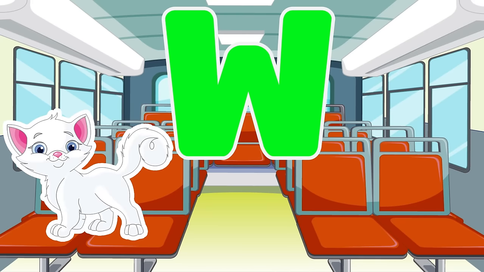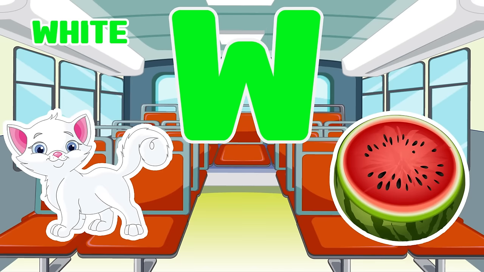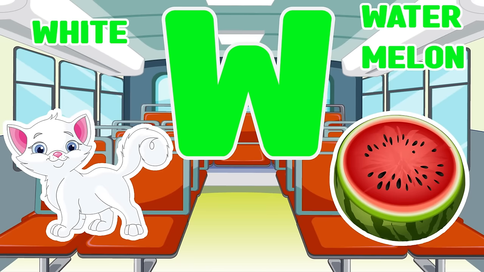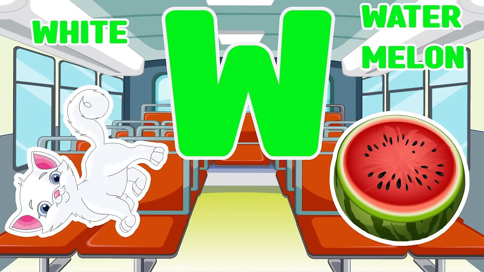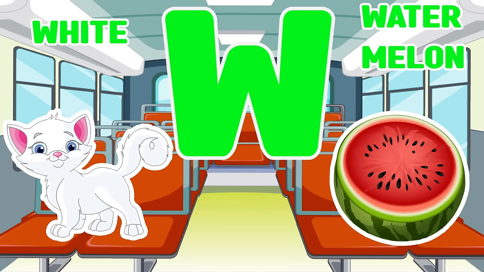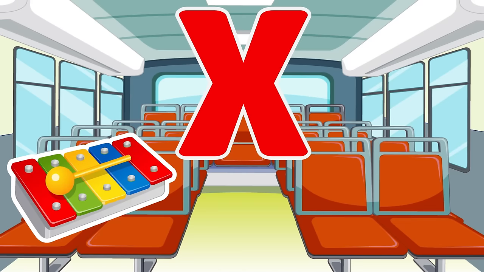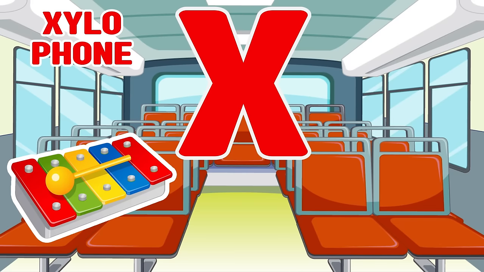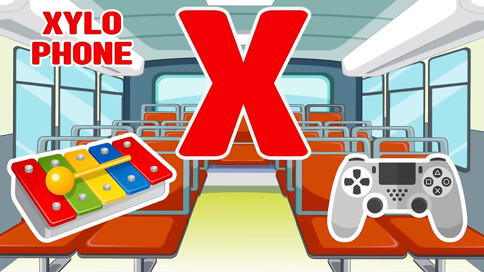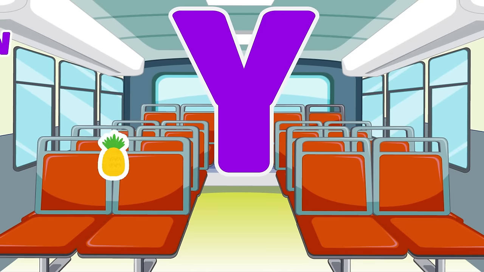W is for white, white. W is for watermelon, watermelon. W is for white. W is for watermelon. X is for xylophone, xylophone. X is for Xbox, Xbox. X is for xylophone. X is for Xbox.